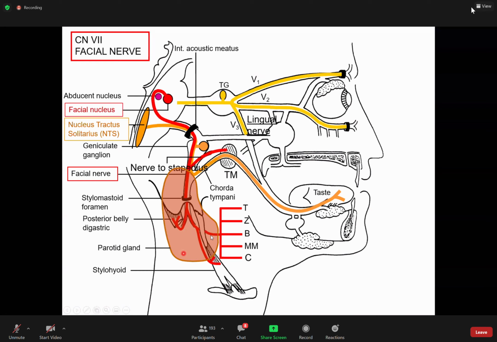And once it enters into the parotid gland, which is lying just in front of your ear, it divides into its 5 branches, which are the temporal, zygomatic, buccal, marginal mandibular, and cervical. These 5 branches are going to supply the face, the muscles of facial expression.